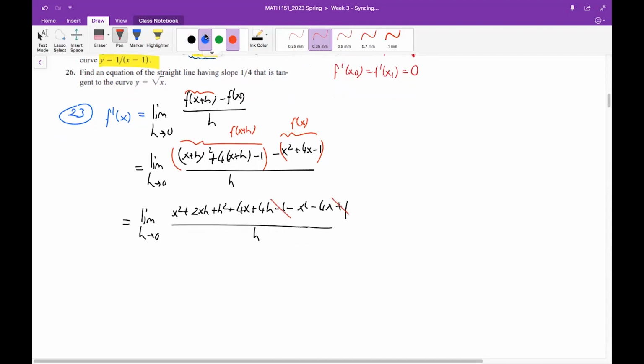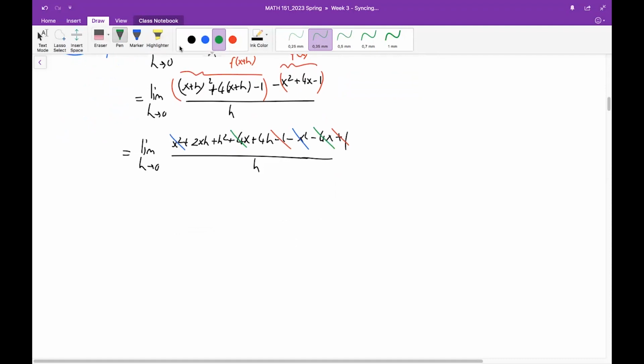Minus 1 plus 1, gone. Minus x squared plus x squared, they are gone. Minus 4x plus 4x, gone. So what do we have next? Limit as h goes to 0, I will just take h out, 2x plus h plus 4, I think, divided by h, and then you simplify these two.